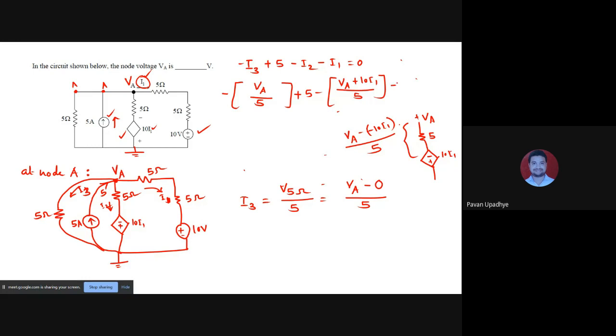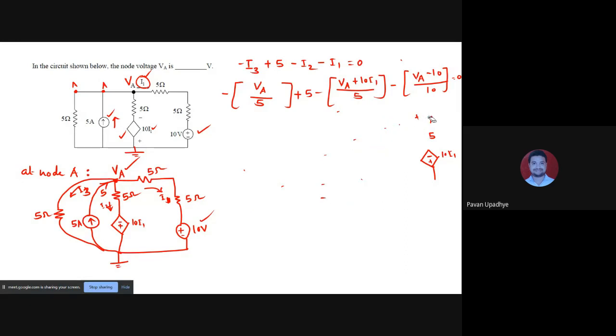And then minus I1 is equal to simply VA minus 10, VA over here and 10 over here divided by 5 plus 5, 10 is equal to 0. So we have written the branch currents, and now in terms of voltages. So in doing so, if you look at the equation carefully, there are only two unknowns in the equation.